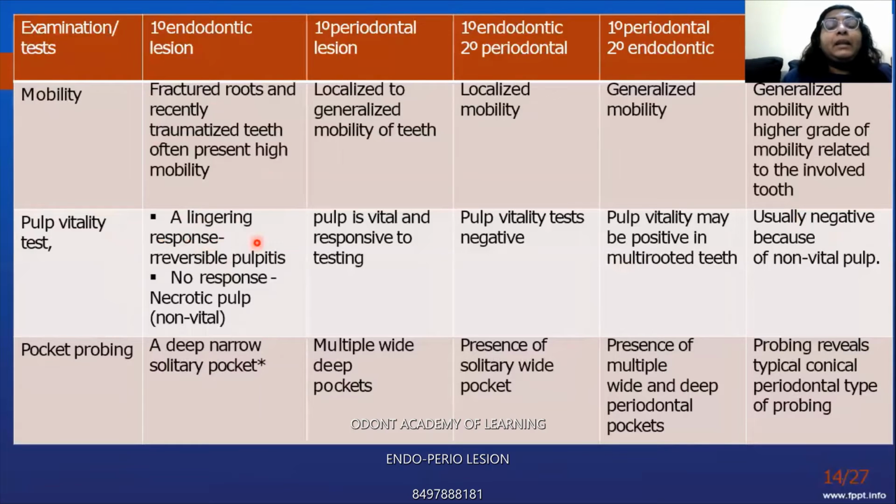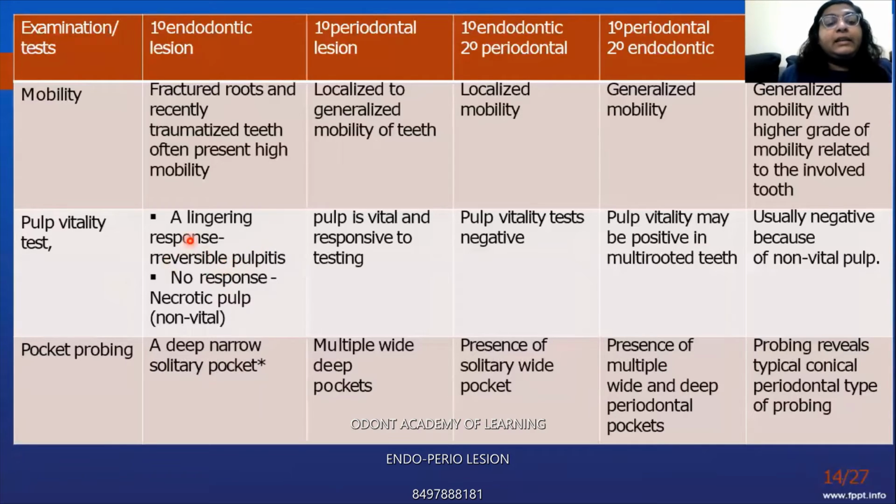That means, let's say you're doing a cold test, okay? You place the ice cube, or you place the carbon dioxide snow stick on the tooth, and the patient says, I have pain, I'm feeling sensitivity. Even after removing the stimulus, that is the ice cube or whatever you're using to conduct the cold test, the patient still says, I have pain for more than 10 seconds after removal of the stimulus. This means that the tooth is now in the stage of irreversible pulpitis.